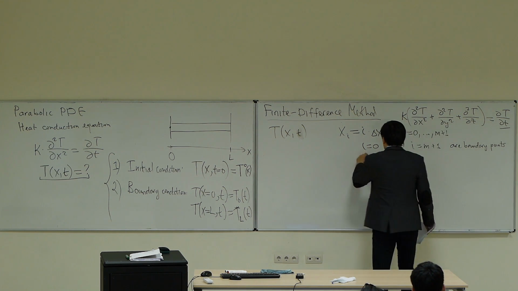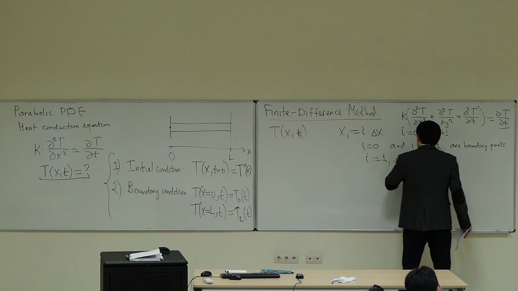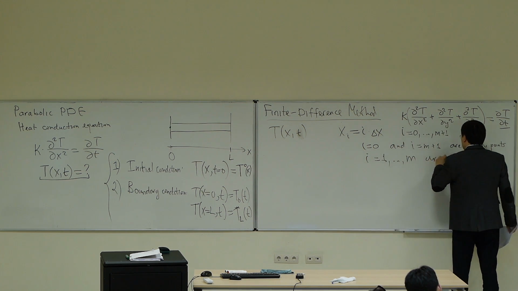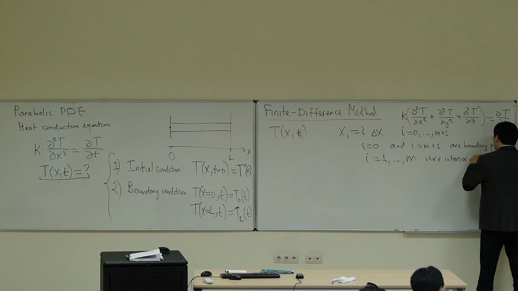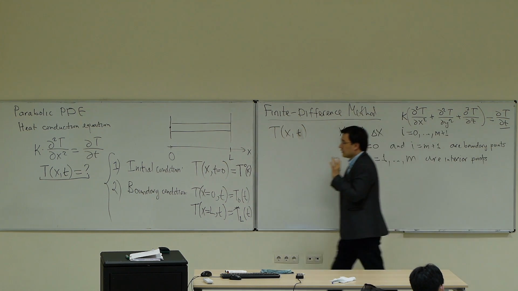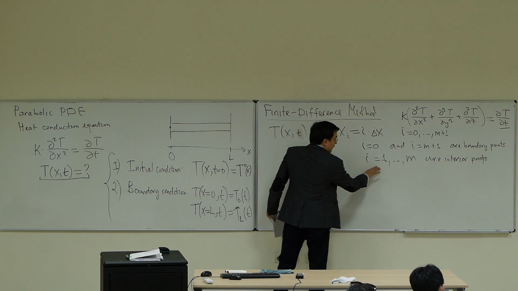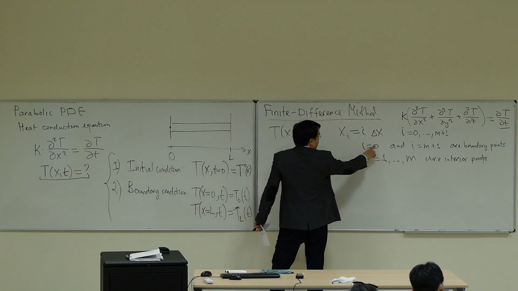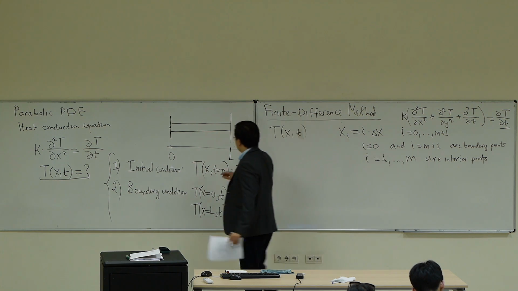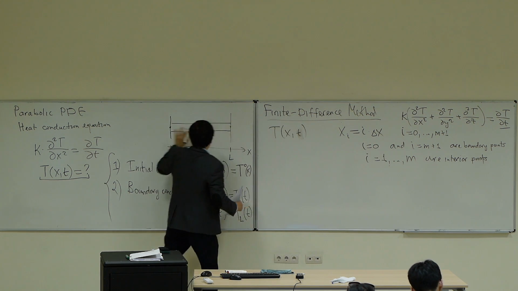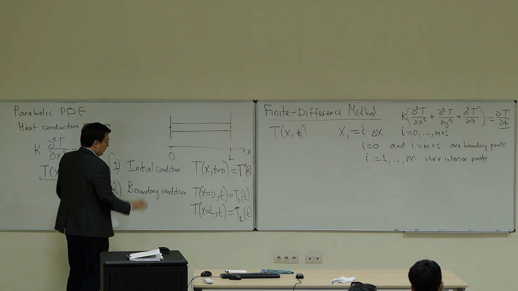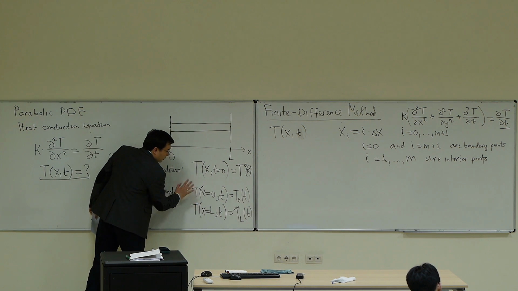And when i ranges from 1 to n, those are interior points, and that's exactly what I need. I need T at those interior points. At i equal to 0 and i equal to n plus 1, I don't need it, because at these points I have boundary conditions. Boundary conditions are given. I'm assuming that I know the temperature at the boundary.